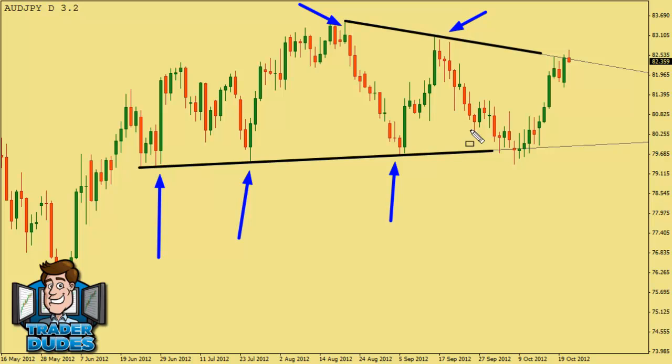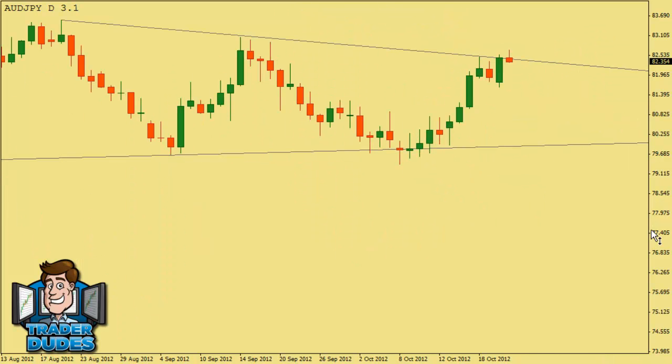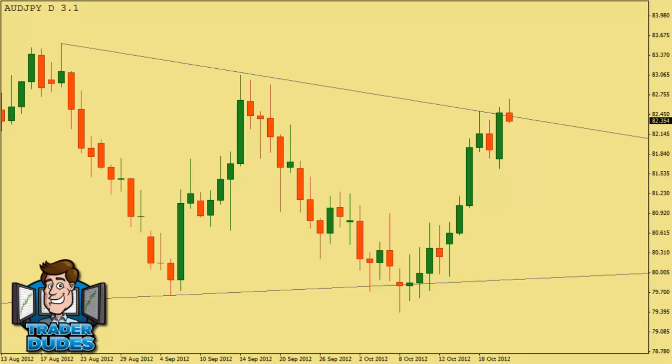We then had this break here, which is essentially a failed break, and price has since gone to the other side. Now, what's interesting here is that if we zoom in a bit, we can see that we've had this extremely bullish engulfing candle here. And okay, price has broken the top of it just here.